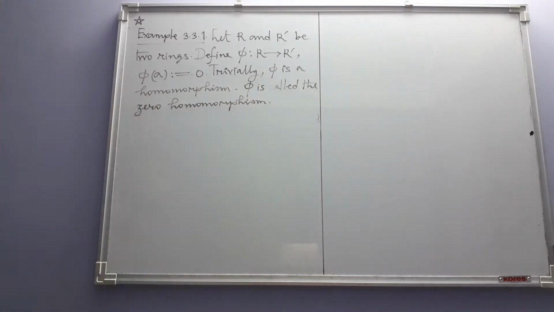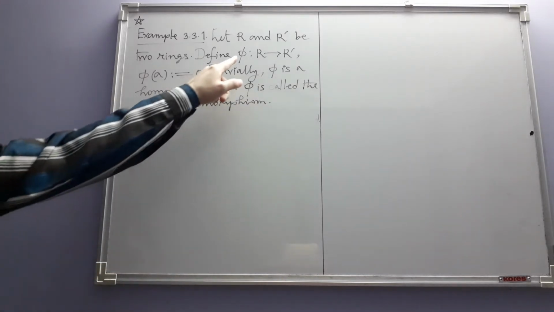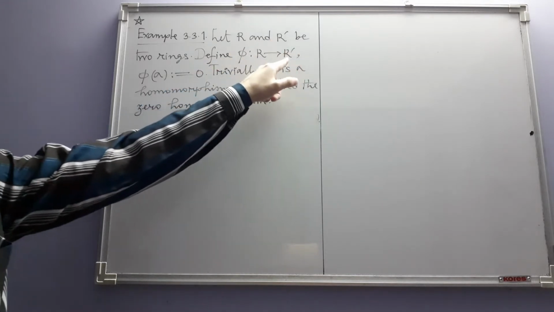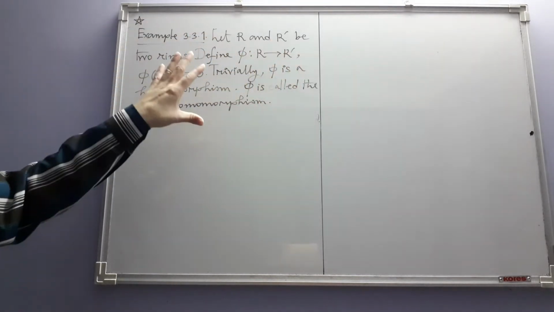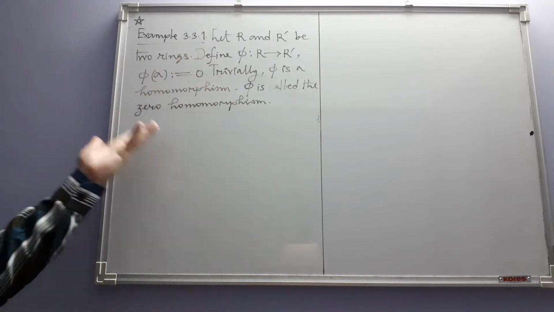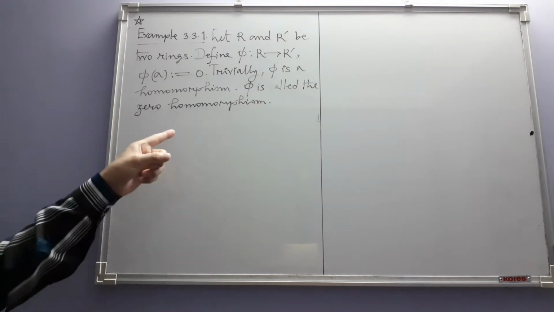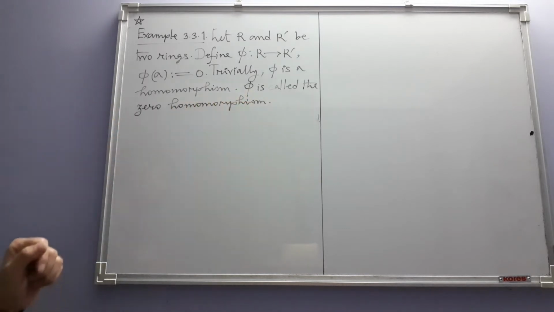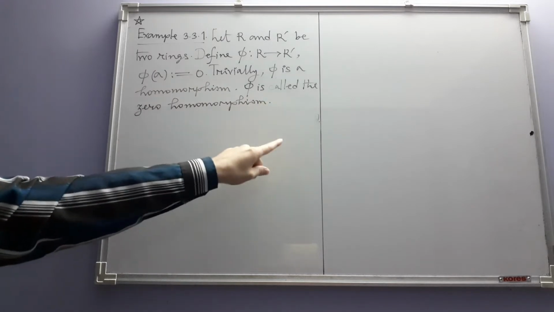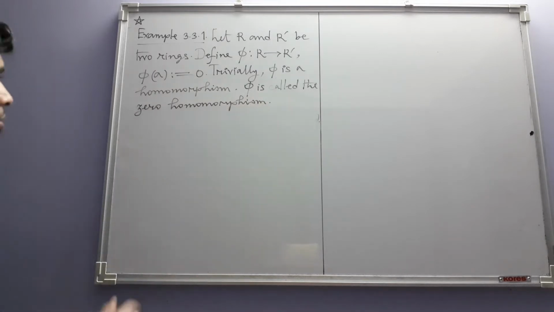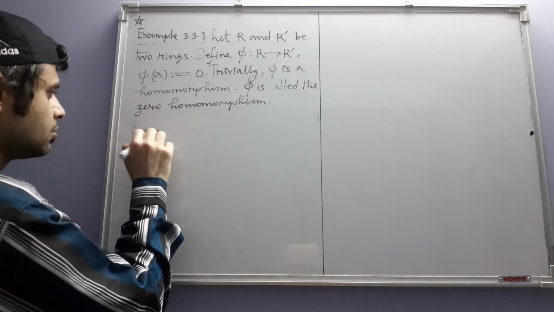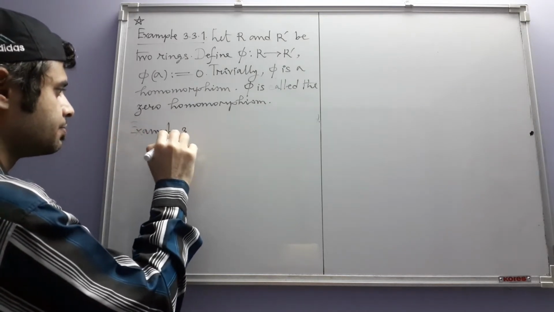Actually, there is a reason for this name. If we collect all homomorphisms from R into R prime, that collection itself is a ring with respect to an addition and multiplication. We will come across that. In that ring, this is the zero element, this particular function. So that's why it has the name zero homomorphism. Okay, so let's go to the next example.